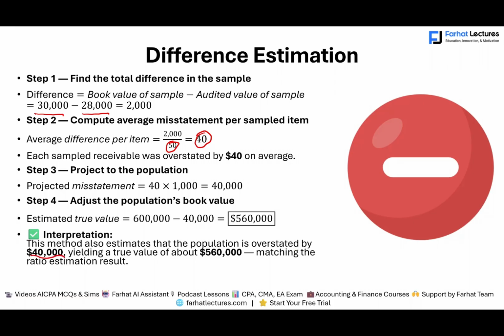They don't have to be the same. They happen to be the same, yielding a true value about 560. Remember, both of them are estimates in the first place, matching the ratio estimation result and matching the 95% confidence upper bound, if you want to say that.